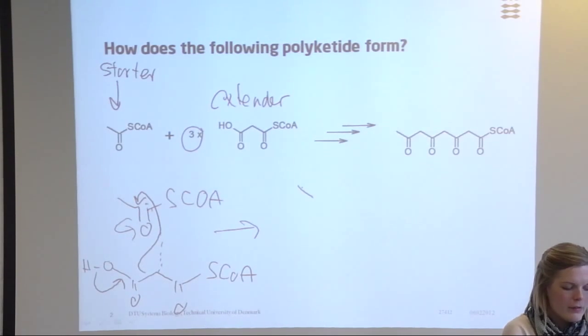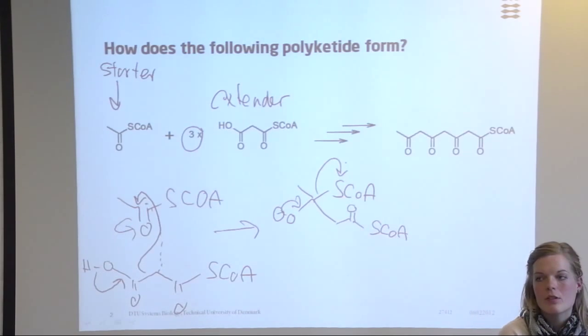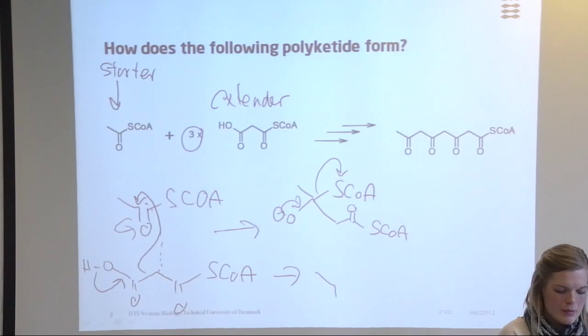And then you got the methyl group here sticking out. You got your oxygen now with a charge. You got your acetyl coenzyme A. And then you got your extender unit down here with that carbon here, a carbonyl, and another acetyl coenzyme A. Then you reform the double bond and have a good leaving group with acetyl coenzyme A. And this is where you get your product.